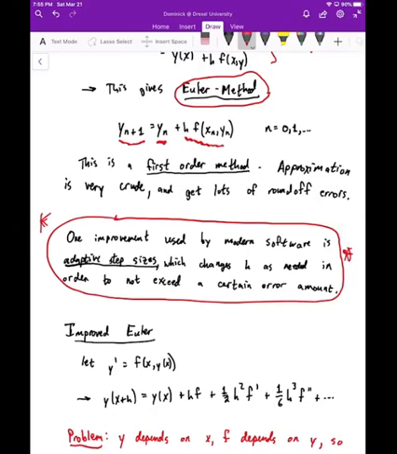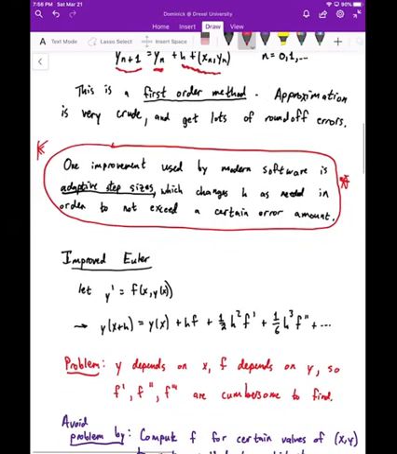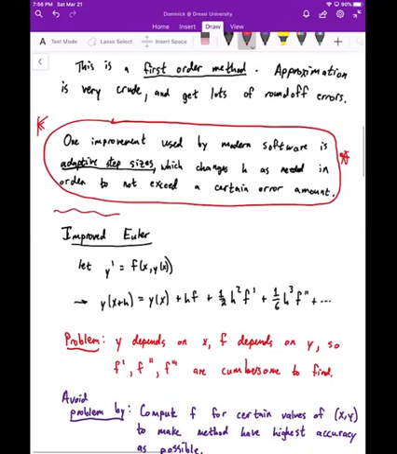Obviously we're not going to do adaptive time stepping by hand, but that is one thing that is typically done behind the scenes when you're doing this on a computer. All right, but anyway, now that we've talked about the Euler method, we can talk about a little bit better version, the improved Euler method.